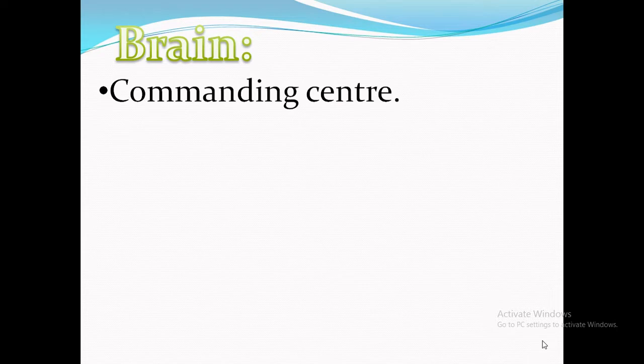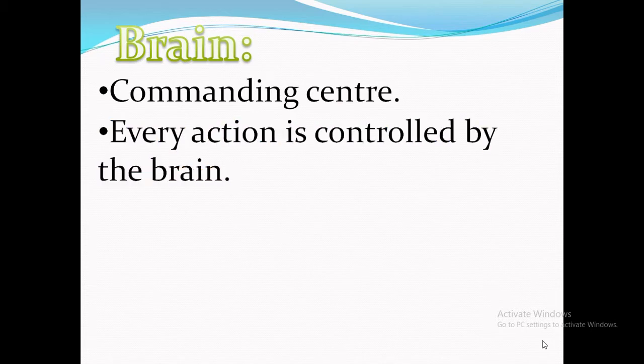Meaning, if your eyes are looking at something, it is because the brain commands the eyes to look at it and to identify what the object is. Every action in our body is controlled by the brain. Even the tiny actions in our body are controlled by the brain. There is no action our body does which is not controlled by the brain.